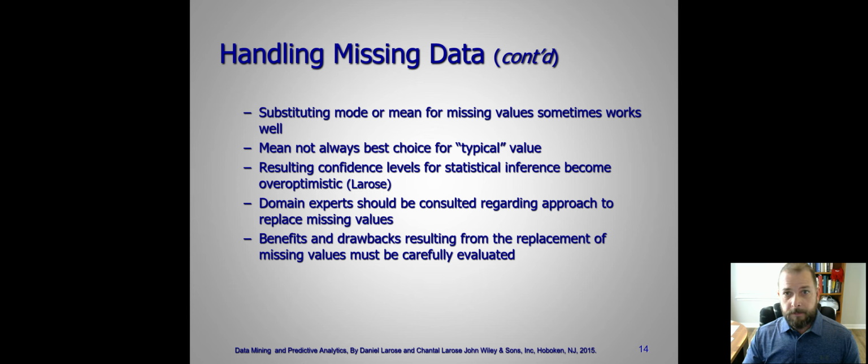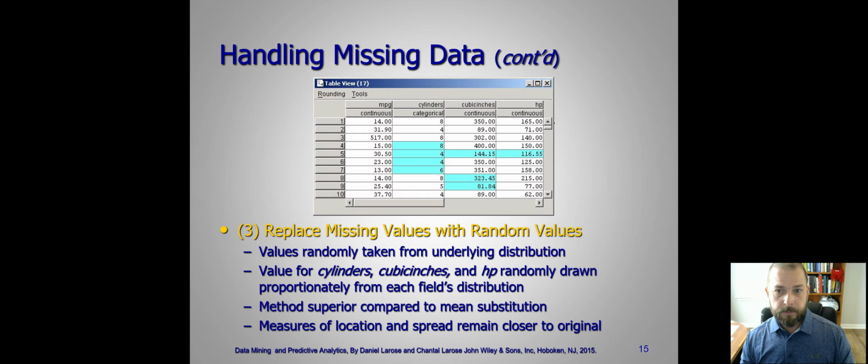Oftentimes, replacing with the mean or mode will work well, but if you have data skewed in one direction or another, the mean is not always going to be the best typical value and can result in your confidence intervals being overconfident or over-optimistic. Oftentimes it's helpful to consult domain experts or a database administrator to help understand the values that are missing and what the best approach is for dealing with them.